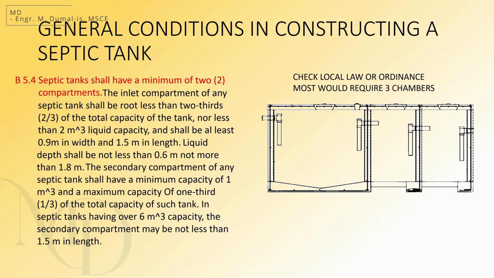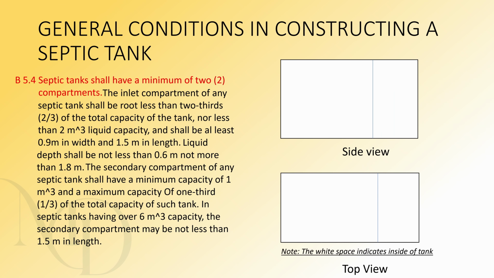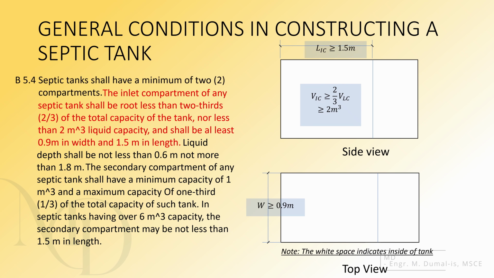However, let me emphasize that in some cases, local ordinances require more than 2 compartments, where in some localities 3 is the minimum. This means that before designing or building, we must always verify the local requirements to ensure compliance. For our discussion, we will concentrate on the 2-compartment system, since this is what the code specifies as the standard.